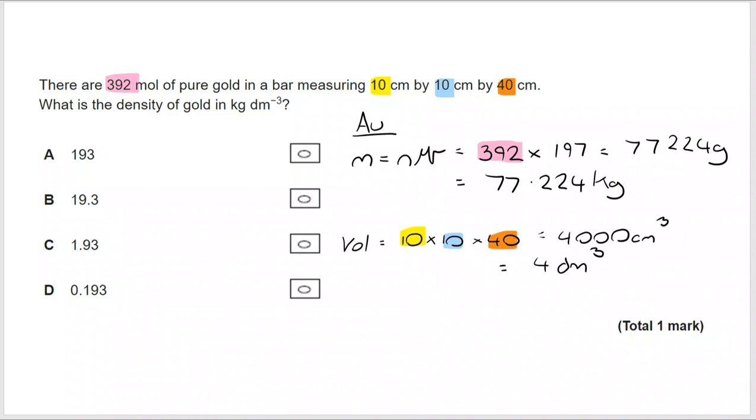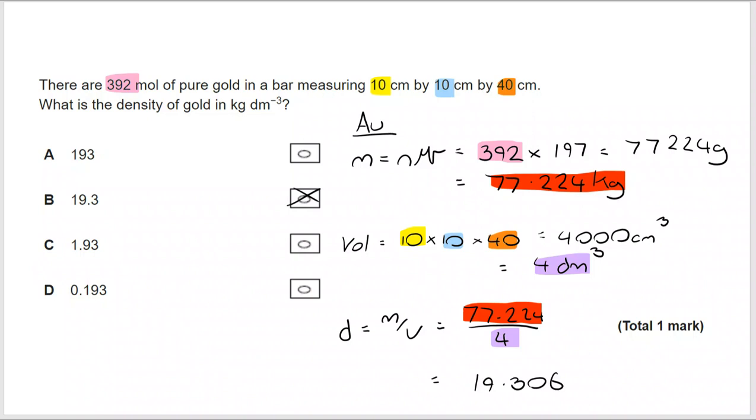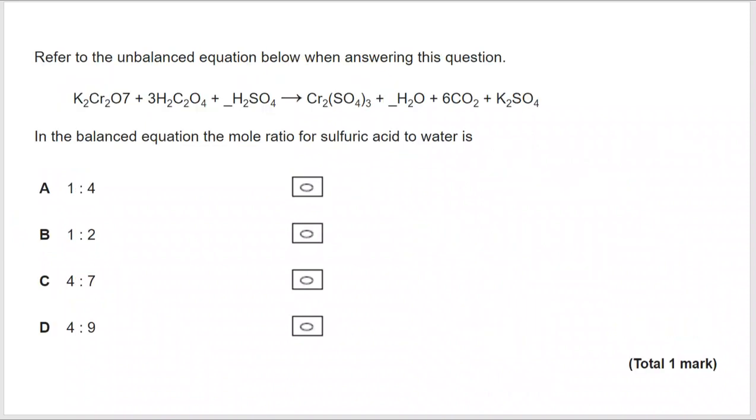Now, density is mass divided by volume. We've got those figures, 77.224 divided by 4. And that takes us to 19.306. Correct answer is B. On to the next question, and this is all about balancing equations, but quite a tricky one.